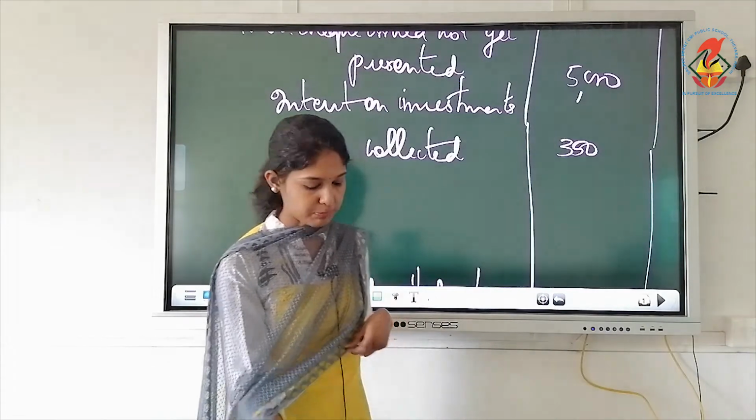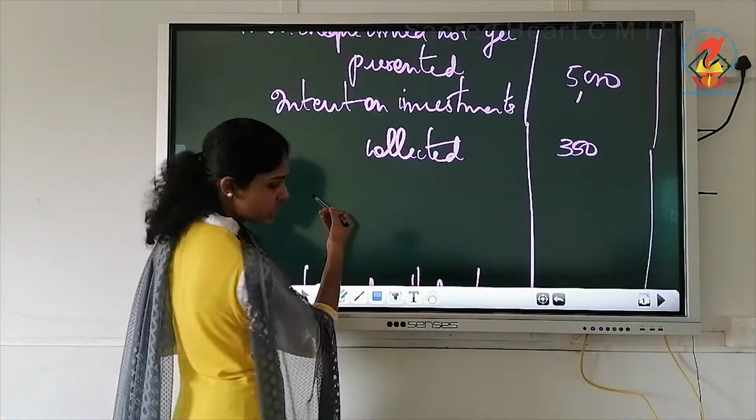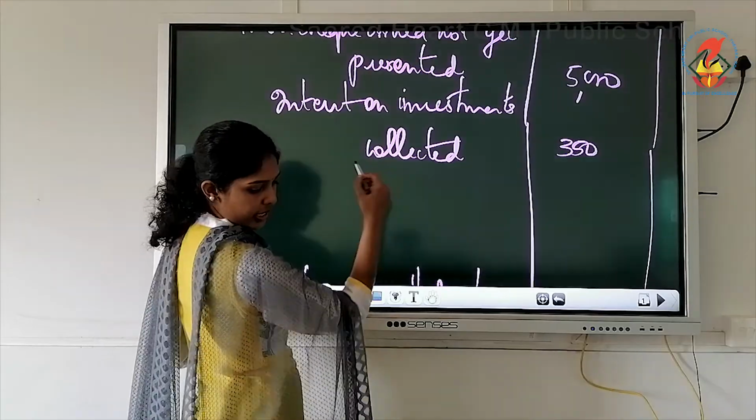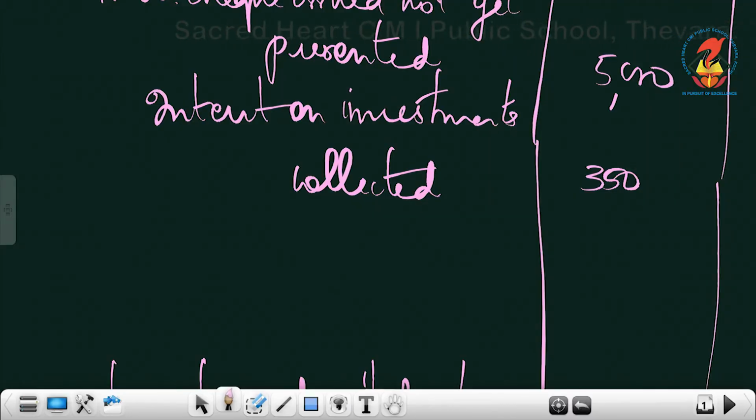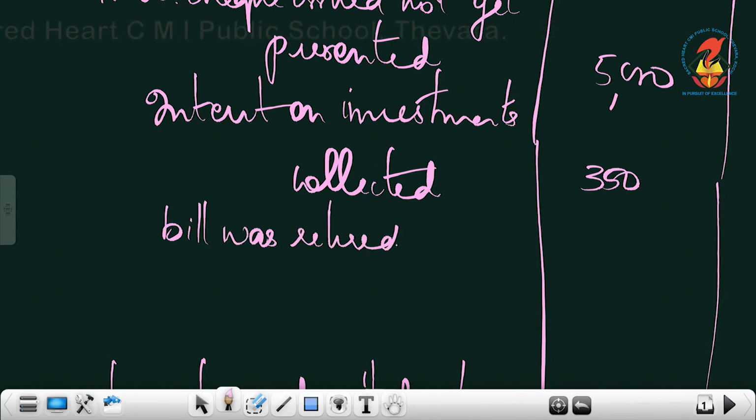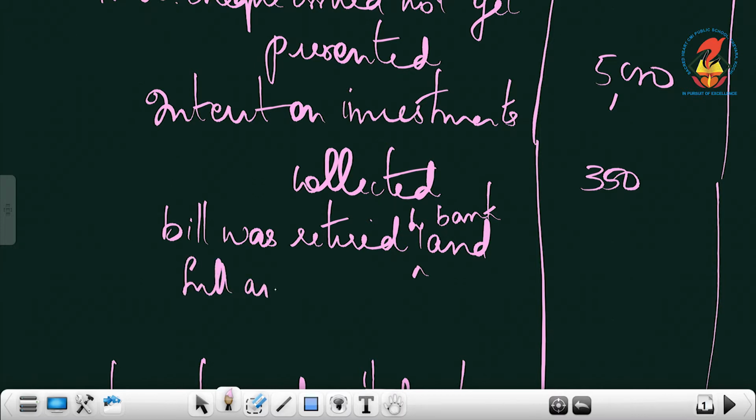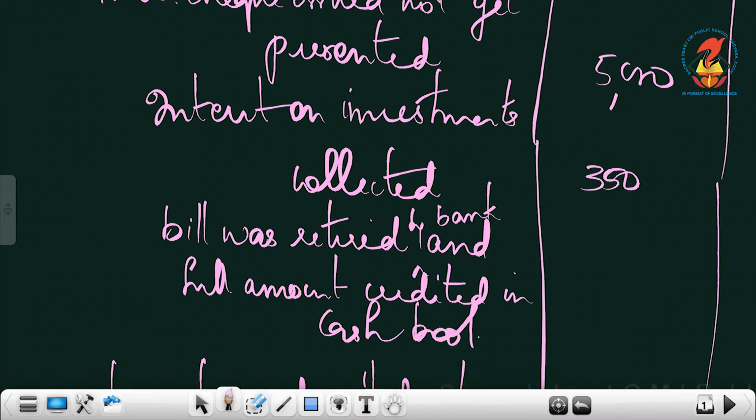What you can write is, the entire sentence itself you write, that is, bill was retired. Bill was retired means paid. Bill was retired and retired by bank you write. Retired means you can write there in your textbook, that's a paid amount. And full amount credited in. Crediting the cash book means deducted. So now we are adding that 150. Okay.